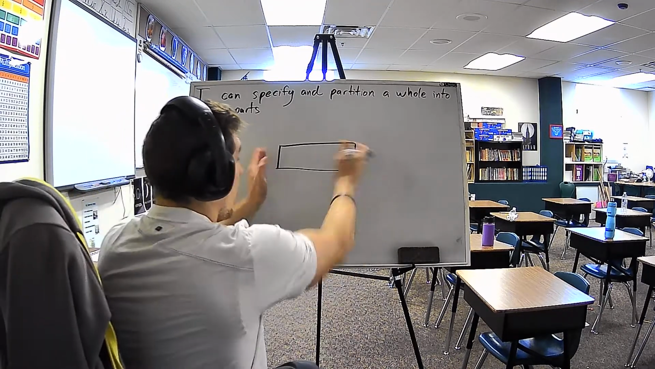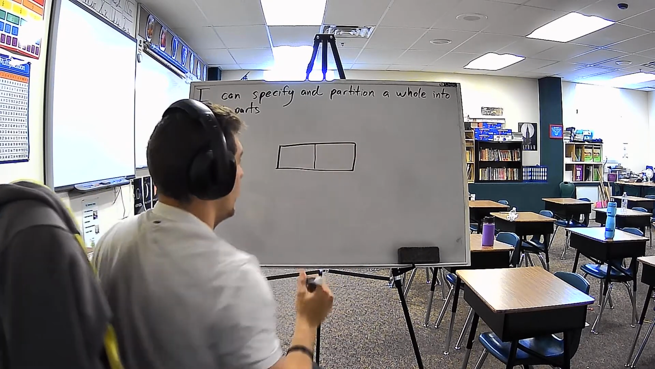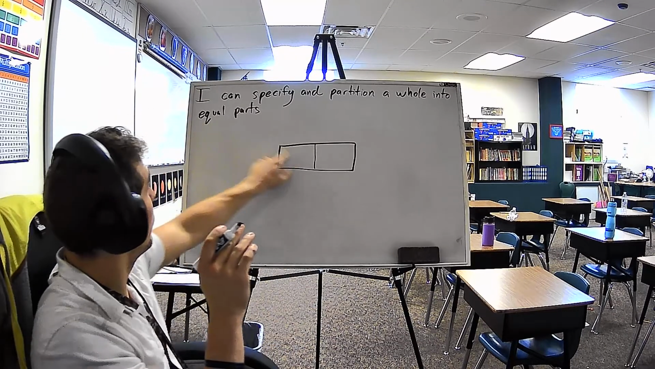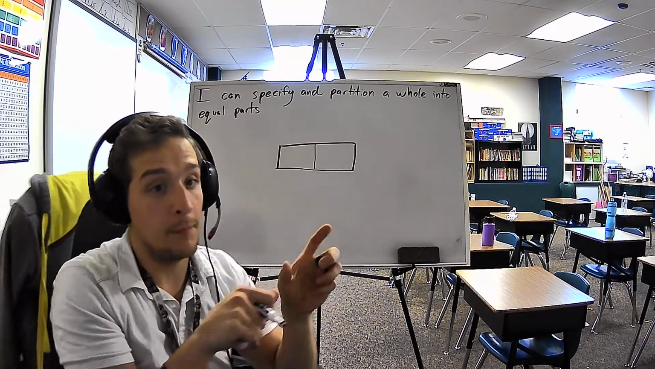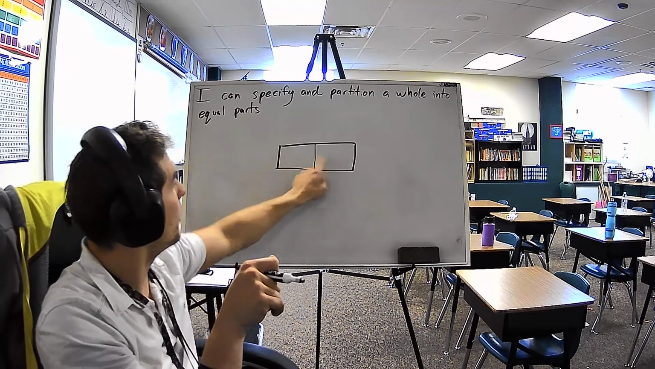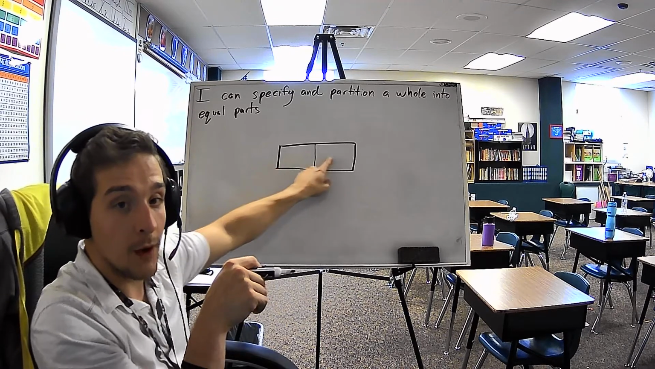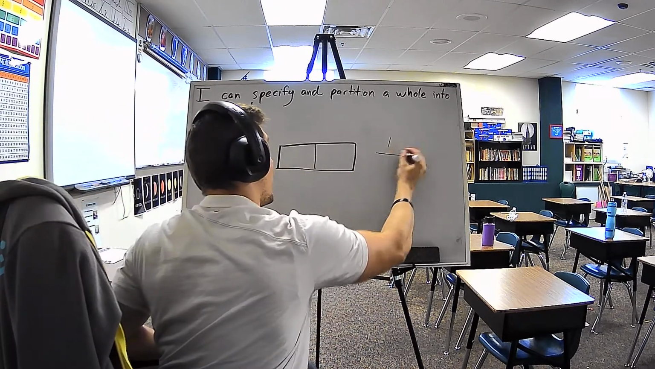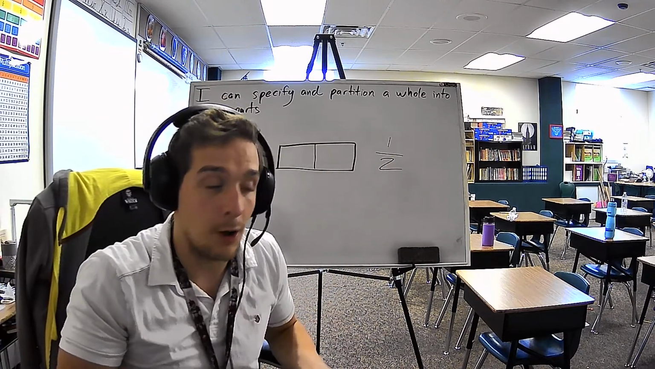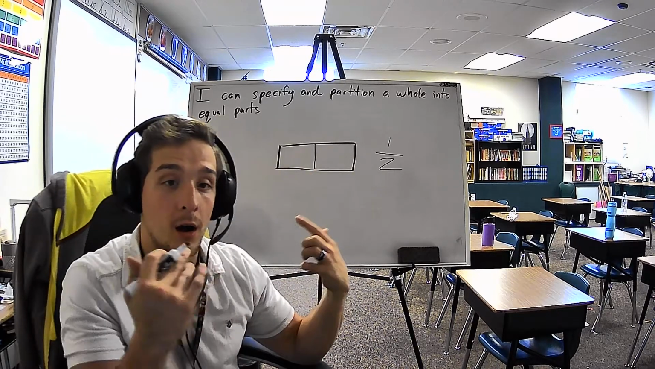So this is 1 chocolate bar. If I was to draw a line right here, assuming I've drawn it perfectly in the middle, both parts are equal to each other. Now this is 1 of 2 pieces, and we've represented that as 1 over 2. So how many pieces does it take to make a whole? It takes 2 pieces to make a whole.